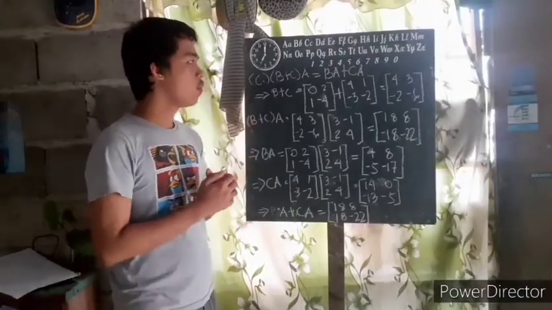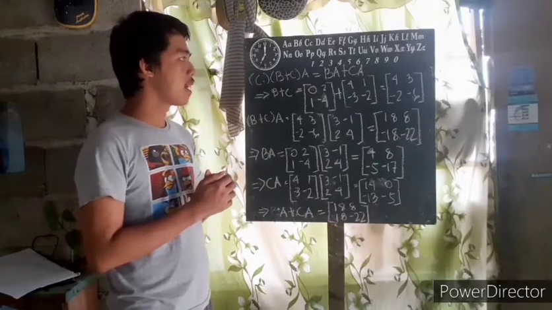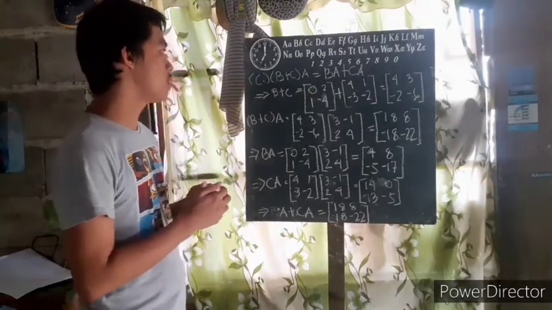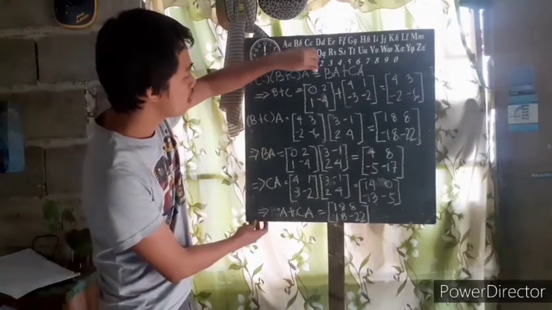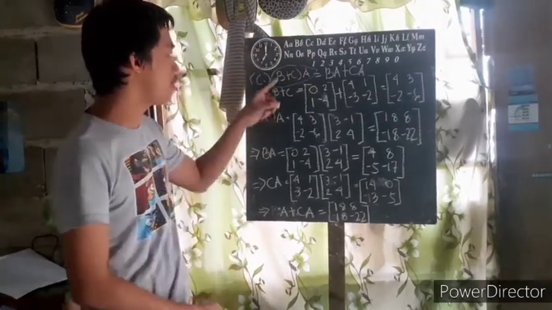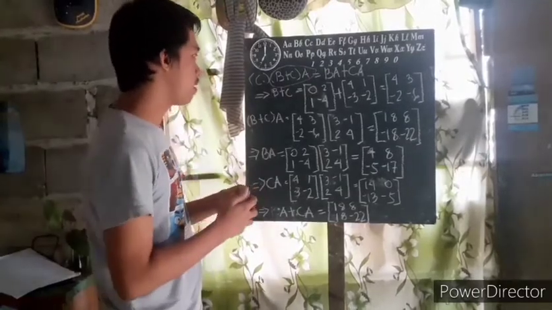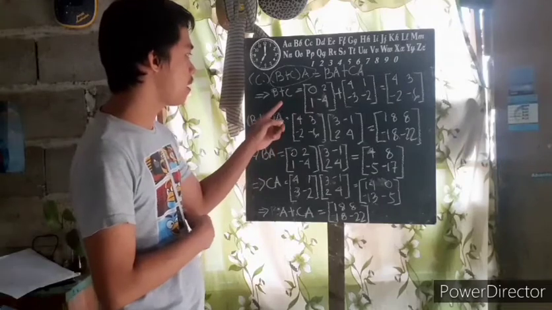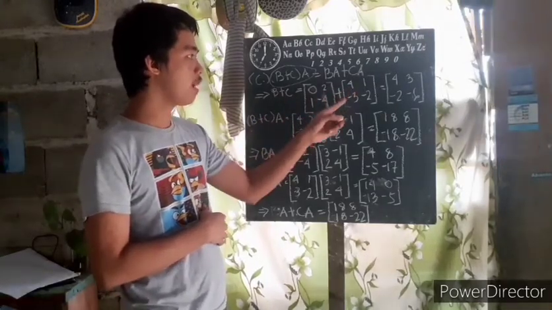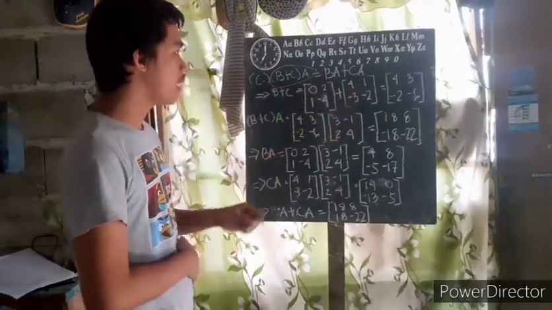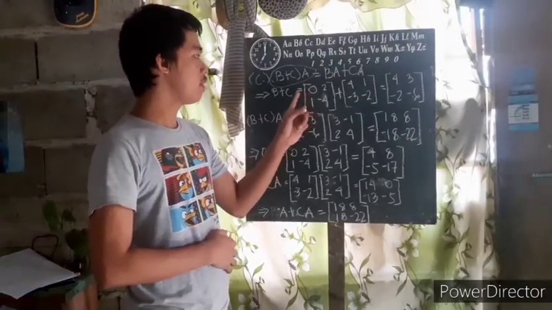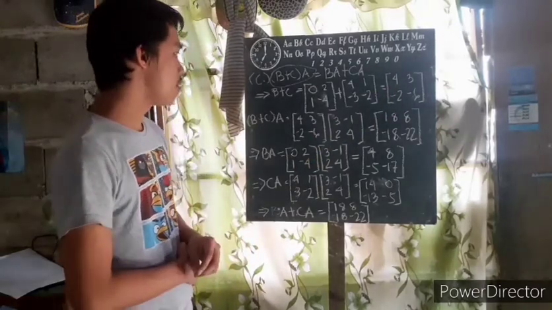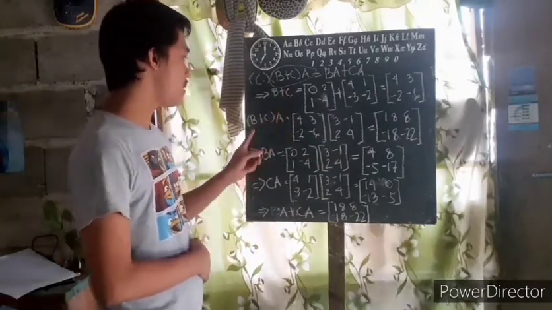In C, we have B plus C times A equals BA plus CA. So first we need to get this. Let's find B plus C first. We have the matrix of B here, this is 0, 2, 1, negative 4. Then add the matrix of C, which is this, 4, 1, negative 3, and negative 2. By adding the elements of the two matrices, we come up with this answer, 4, 3, negative 2, and negative 6.